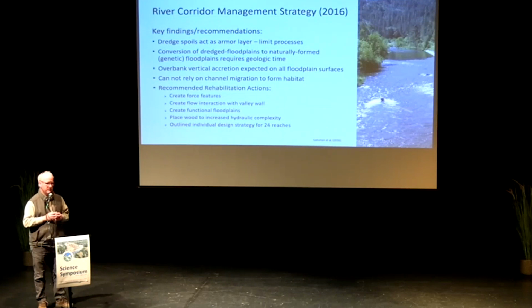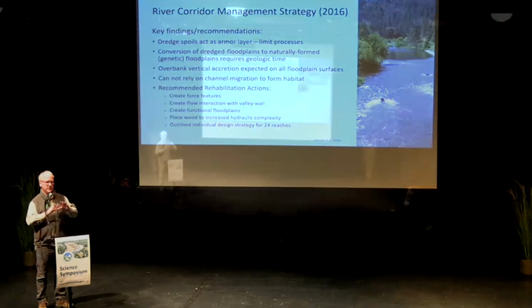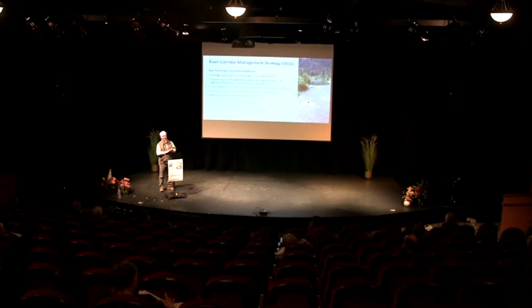And another important idea here is that the river, our program reach of the 40 miles, is actually a composite of many different types of geomorphic settings. And the river corridor management strategy identified a strategy for 24 subset reaches of that river and how each one should be treated individually.